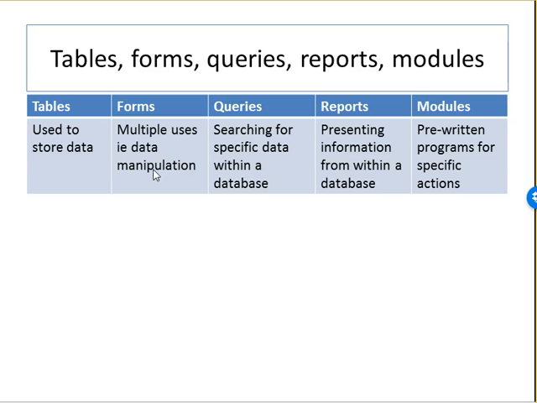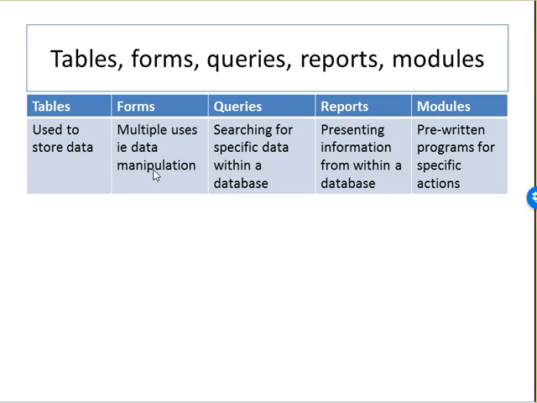Tables, forms, queries, reports and modules. These are aspects of a database which can be used at different times. So for example, tables are used to store data. If we're thinking about a school scenario, tables can store multitudes of different pieces of information.